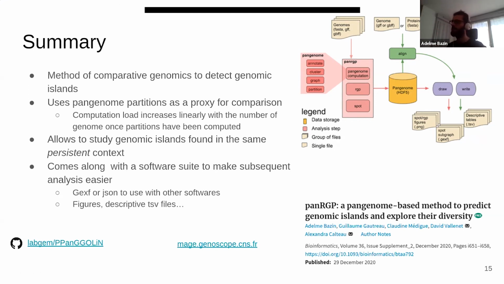And all of those methods come along with a software suite, which makes subsequent analysis easier. We can output many different file formats, which can be used with other software. This is available on GitHub. It's installable through Bioconda in the Pangolin software suite. It's also available in the MicroScope platform if you have genomes in this platform.